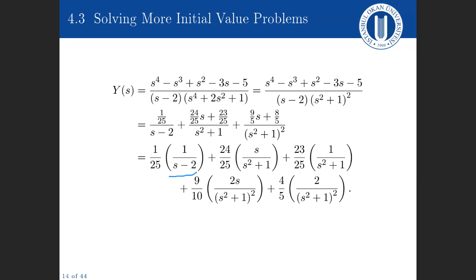1 over s minus 2 I can find, s over s squared plus 1 I can find, 1 over s squared plus 1 I can find, 2s over s squared plus 1 all squared, I can find that there, and 2 over s squared plus 1 all squared I can find. And then we're left with the other numbers outside of the brackets.